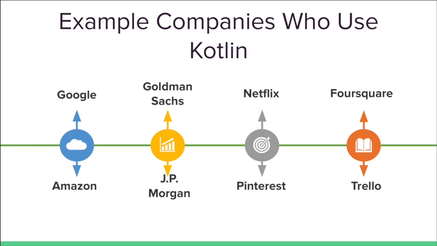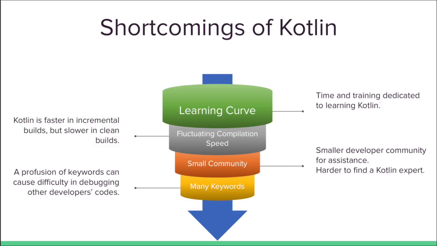Kotlin is used by a number of companies in a number of industries. Of these are Amazon and Google, JP Morgan and Goldman Sachs, Pinterest, Netflix, Trello, and Foursquare.